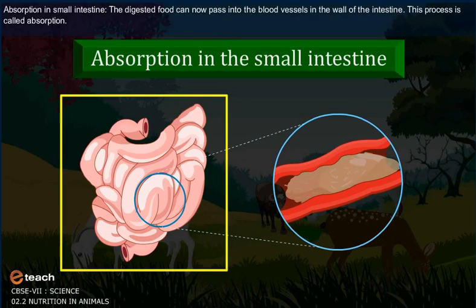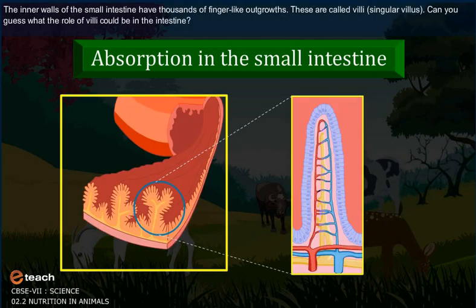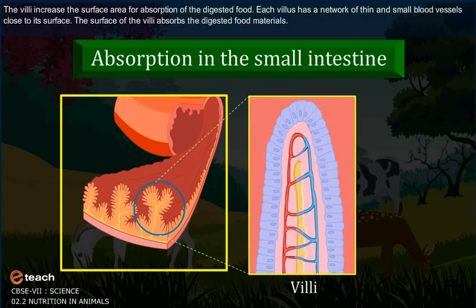Absorption in small intestine. The digested food can now pass into the blood vessels in the wall of the intestine. This process is called absorption. The inner walls of the small intestine have thousands of finger-like outgrowths. These are called villi, singular villus. Can you guess what the role of villi could be in the intestine? The villi increase the surface area for absorption of the digested food.